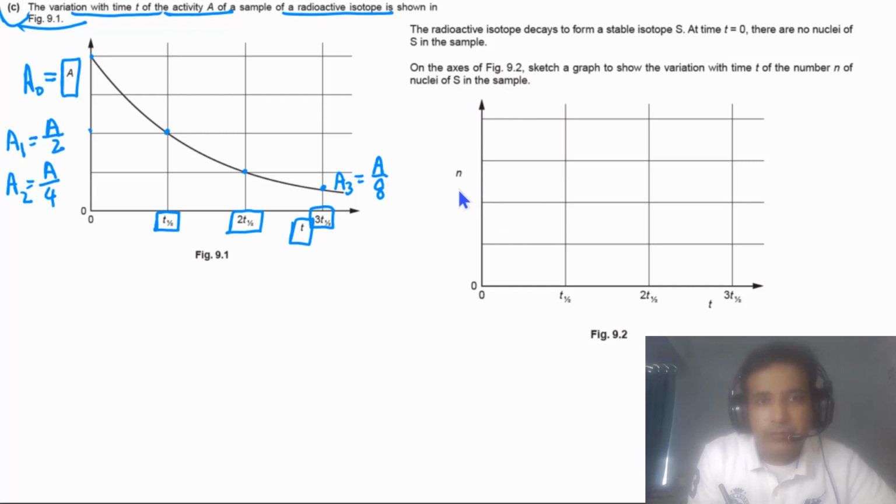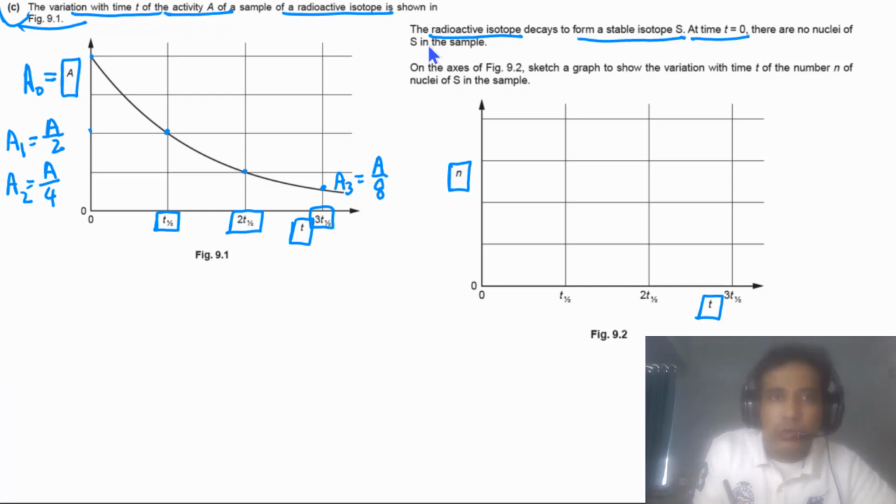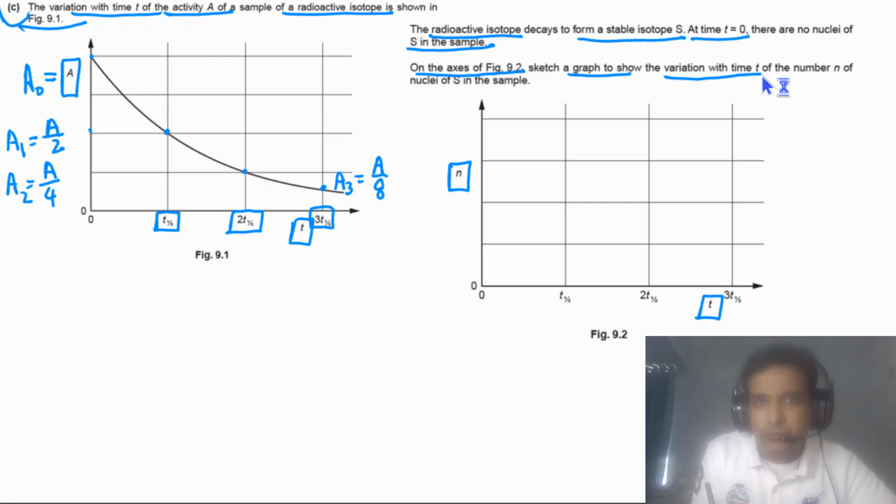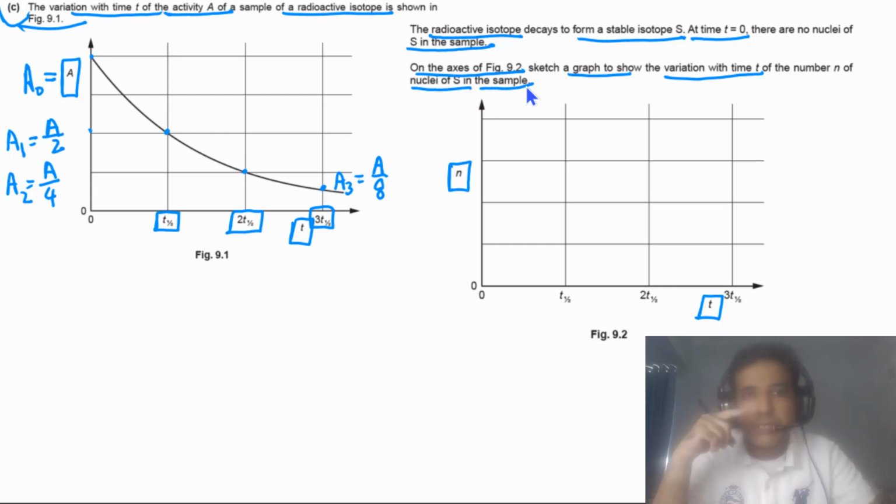But for this question, we have to sketch a graph between N and t. The question says the radioactive isotope decays to form a stable isotope S. At time t equals 0, there are no nuclei of S in the sample. On the axis of figure 9.2, sketch a graph to show the variation with time t of the number N of nuclei of S in the sample. So we need to sketch how the number of nuclei of S increases with time.